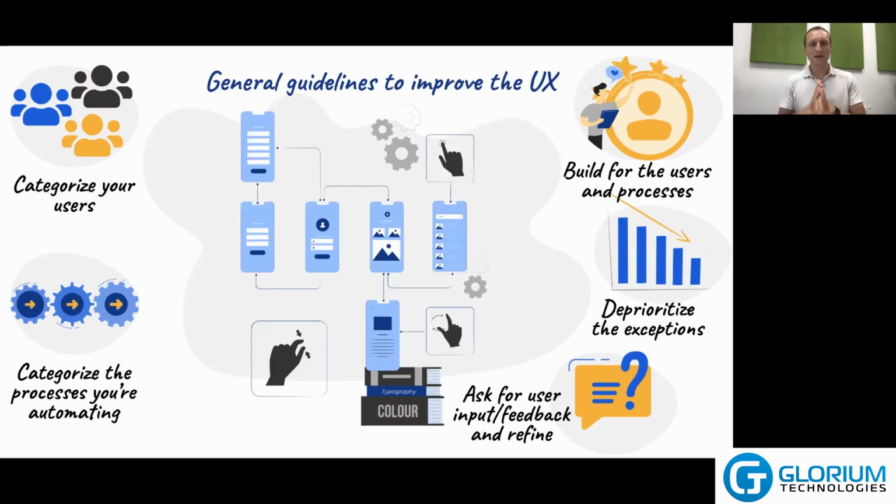Number one, categorize your users. You are not building a generic application or a generic product that solves everything for anyone. There are always very specific players that are going to interact with your application, and they have very specific roles. So understand for whom you're building your product.